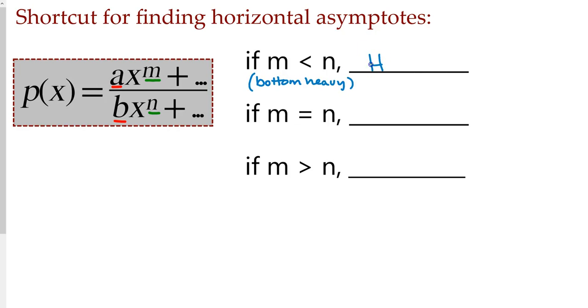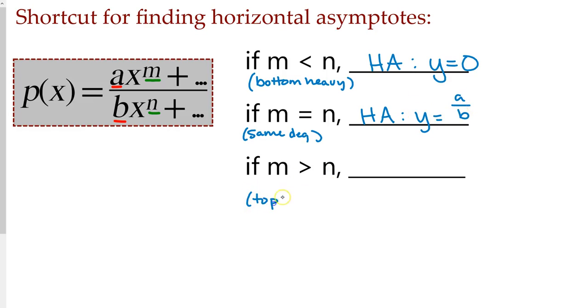So the horizontal asymptote will be y equals 0. If m equals n, the degrees are the same, then the horizontal asymptote is going to be the ratio of the leading coefficients, so y equals a over b. And if m is greater than n, so it's top heavy. Those aren't official mathematical terms though, top heavy, bottom heavy, that's just kind of my language. There will be no horizontal asymptote.